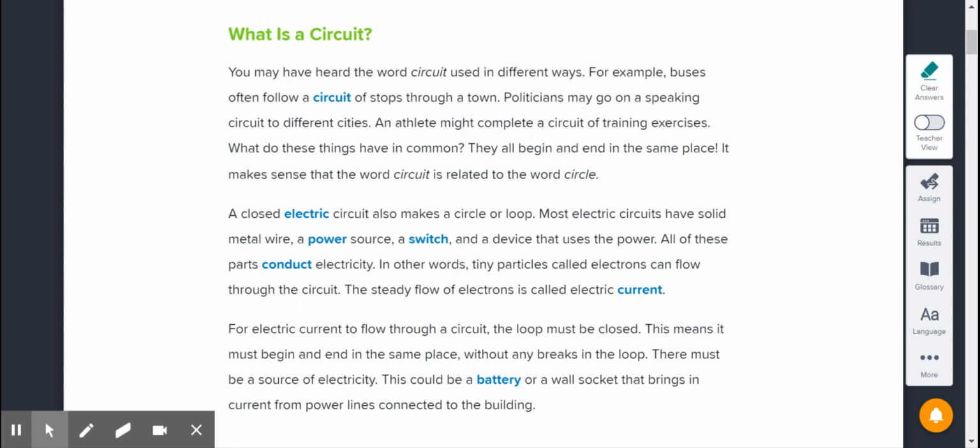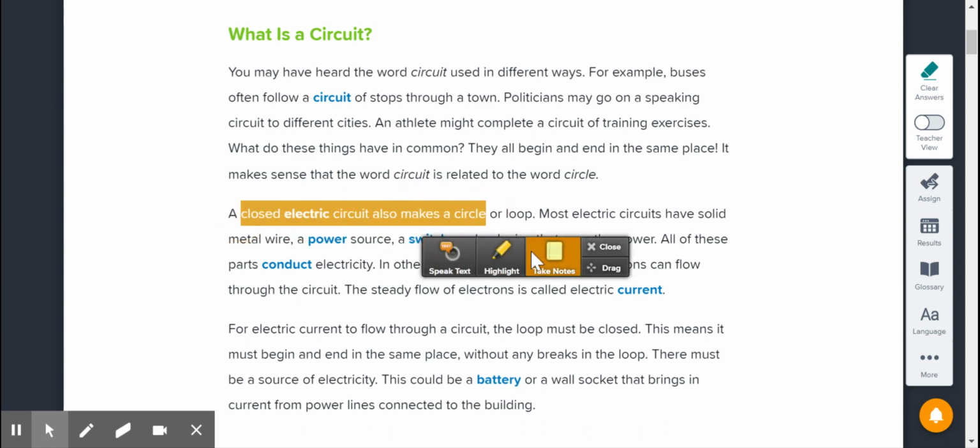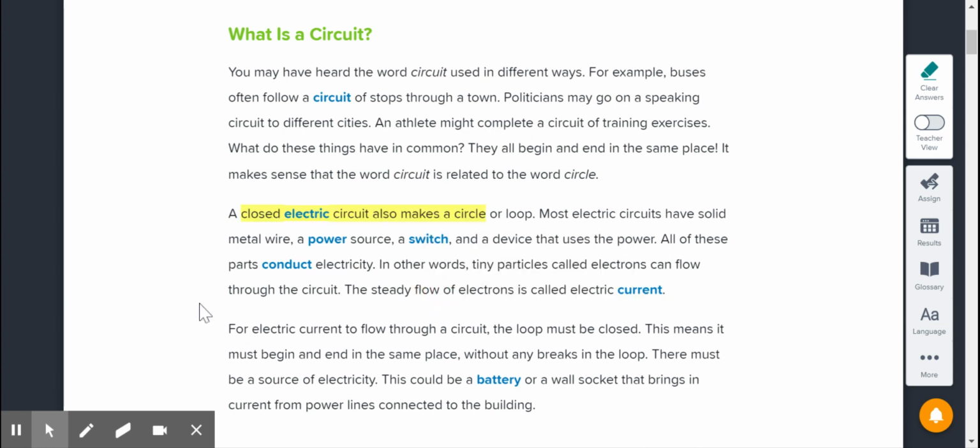So a closed circuit makes a circle. That's a very important part of what we're learning today. A closed electric circuit makes a circle. So it has to have wires, a power source like a battery or an outlet, a switch to turn it on and off, and a device that uses it. Otherwise, you wouldn't know if it was working. So you need a light or a buzzer or something in it so that you know that it's working. So they all conduct electricity. None of them stop the flow of electrons. They just let them keep going.